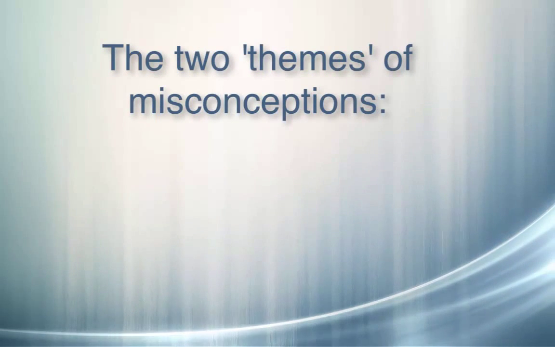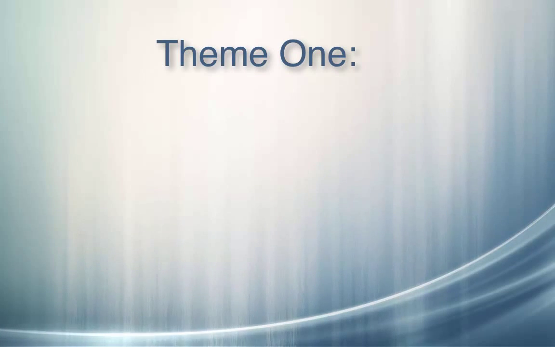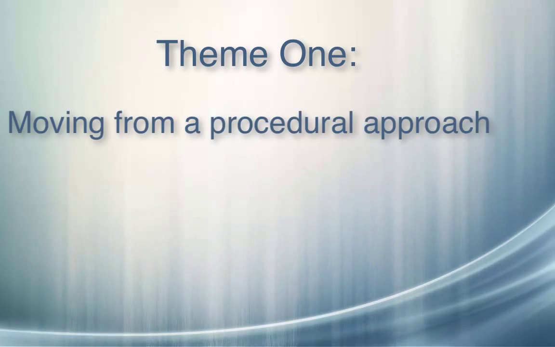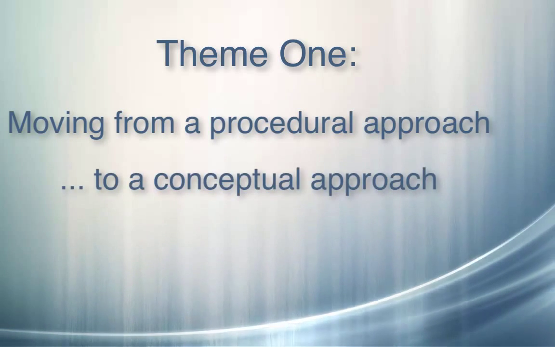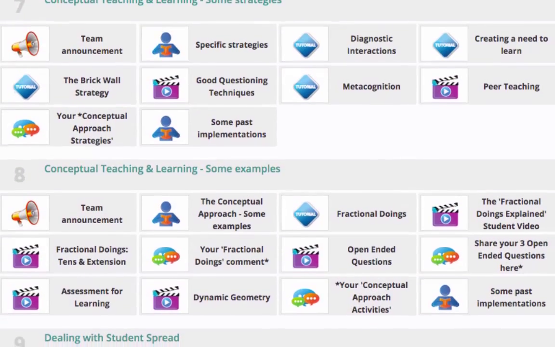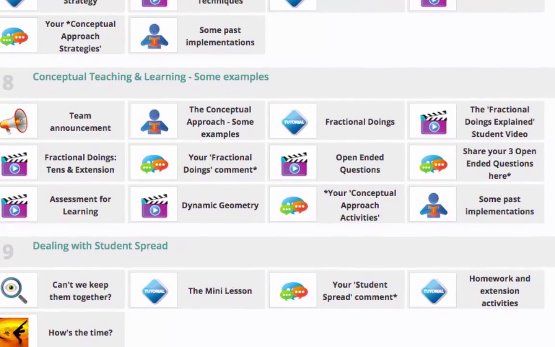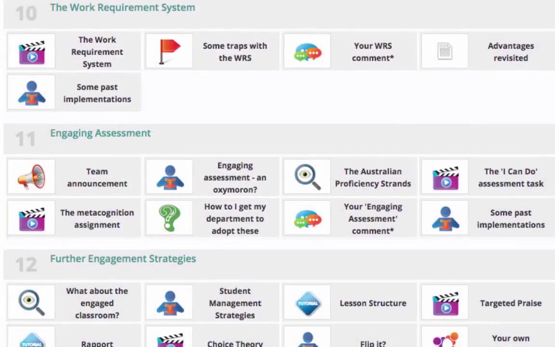There are two main themes which run through this course, and it is about these themes that nearly all participants have misconceptions. The first theme is about moving away from a traditional rules-based procedural approach to teaching and learning mathematics and moving towards a more open conceptual approach. It takes several hours of course time to allow participants to understand what a conceptual approach looks like, what this transition entails, and to give tangible examples of how to apply this approach in the classroom.